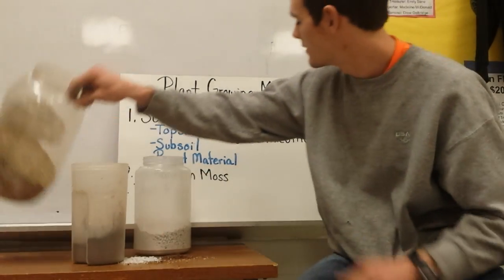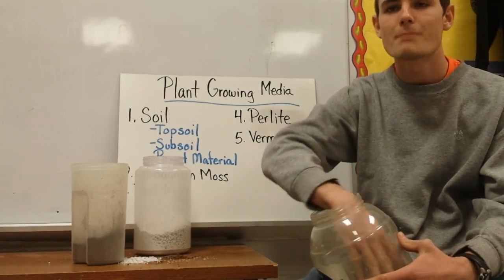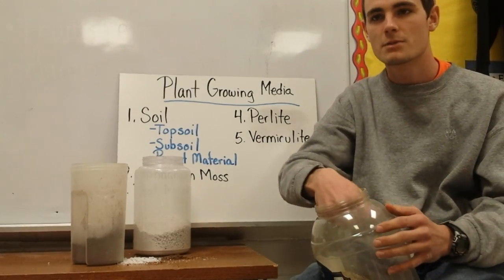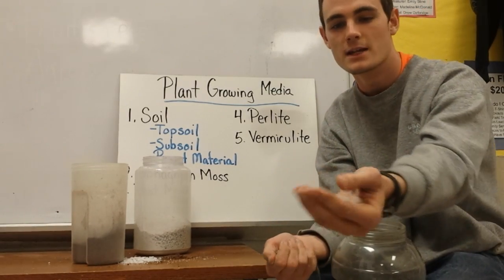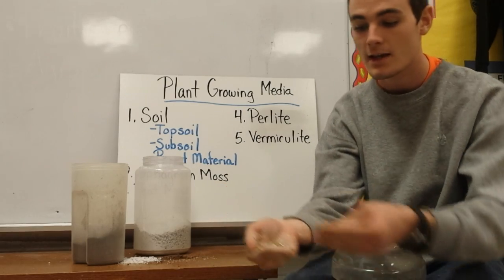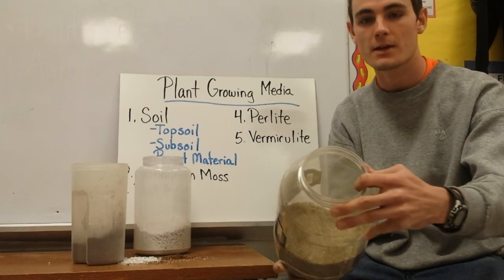Vermiculite, which is listed right here, resembles mica. It is a mineral type used for starting plant seeds and cuttings in media. It holds about 10 times its weight in water. It's a very lightweight mix.